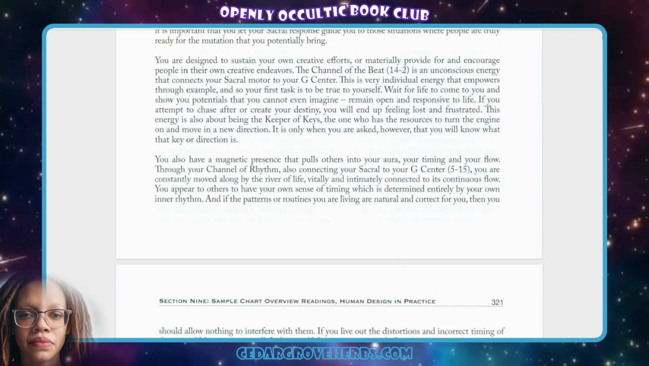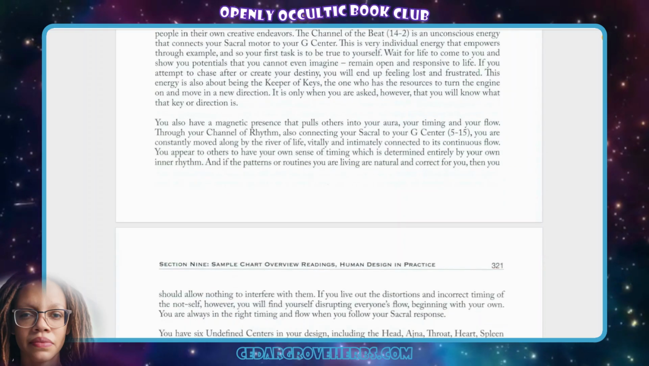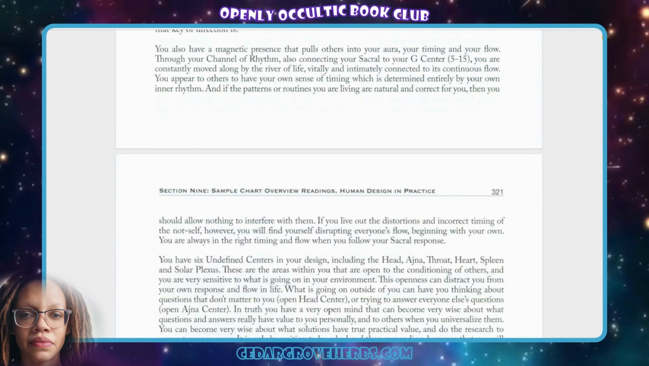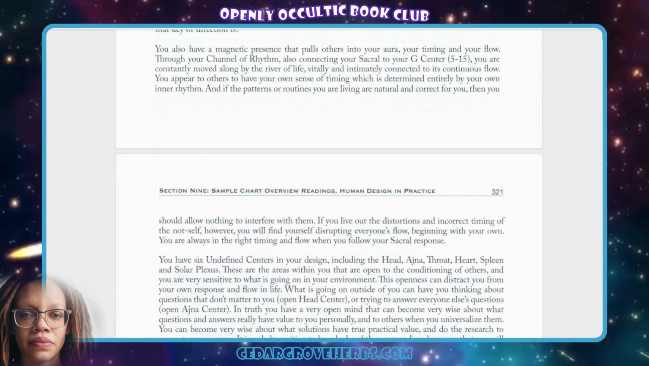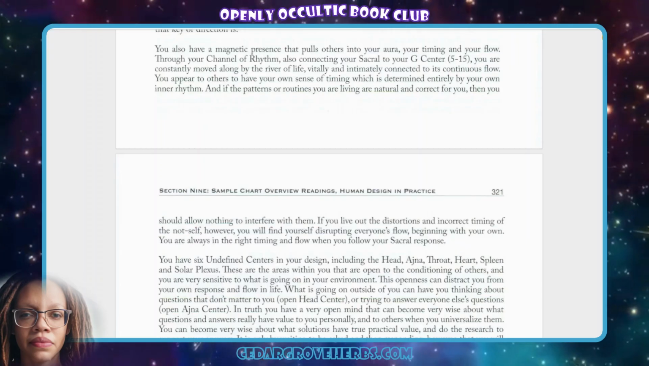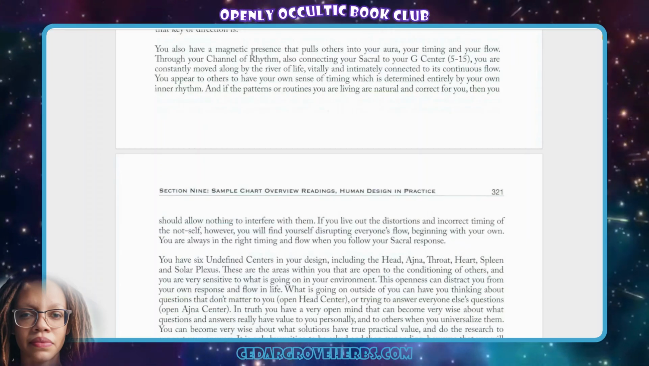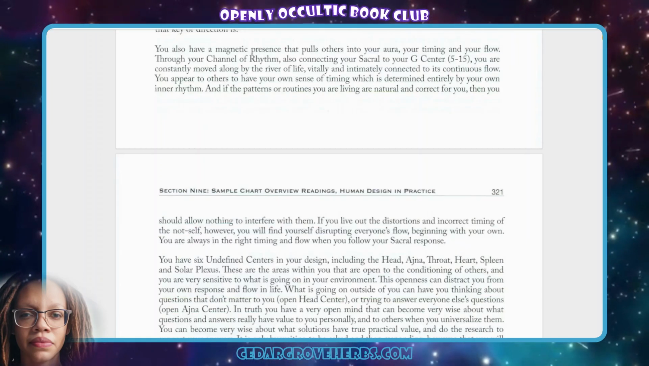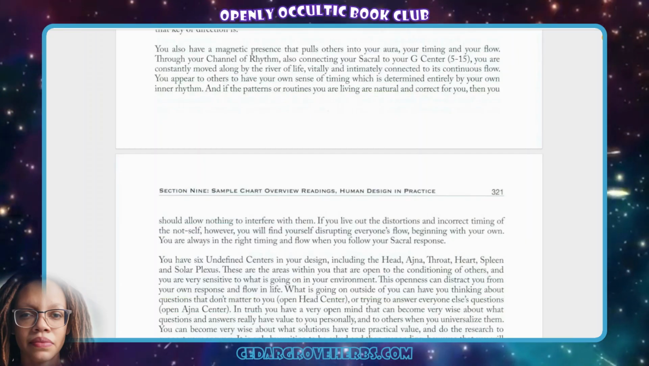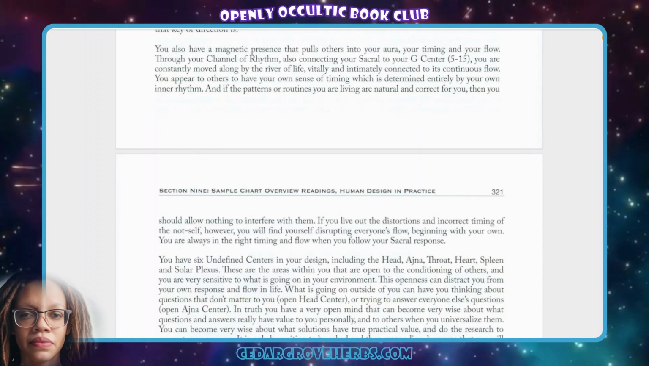And if the patterns or routines that you're living are natural and correct for you, then you should not allow anything to interfere with them. If you live out the distortions and incorrect timing of the not self, however, you'll find yourself disrupting everyone's flow, beginning with your own. You're always in the right timing and flow when you follow your sacral response.